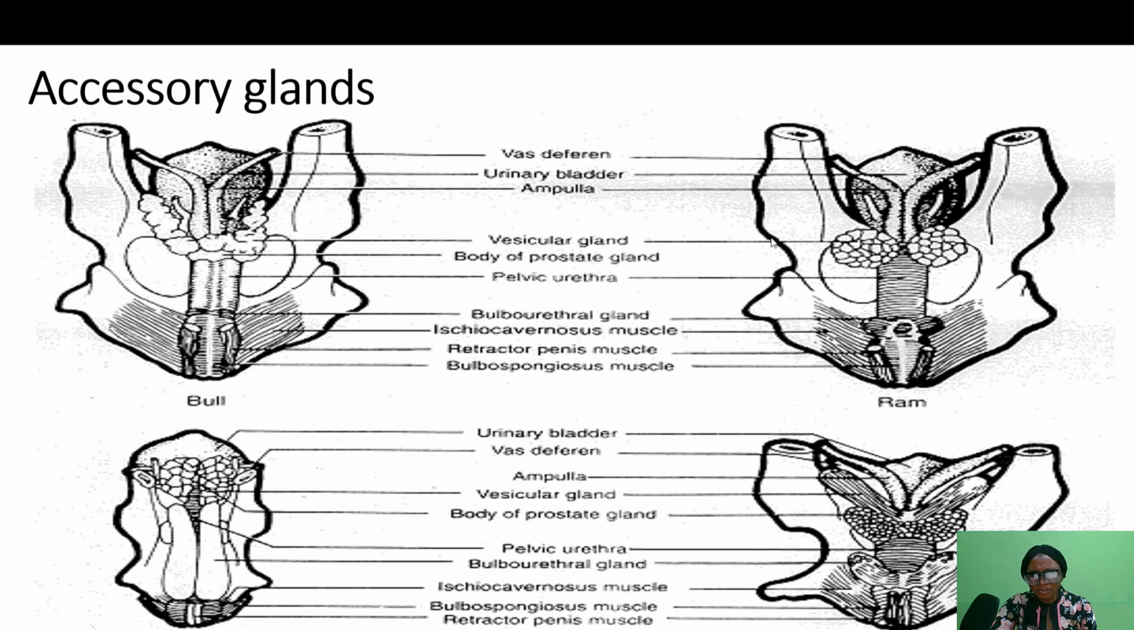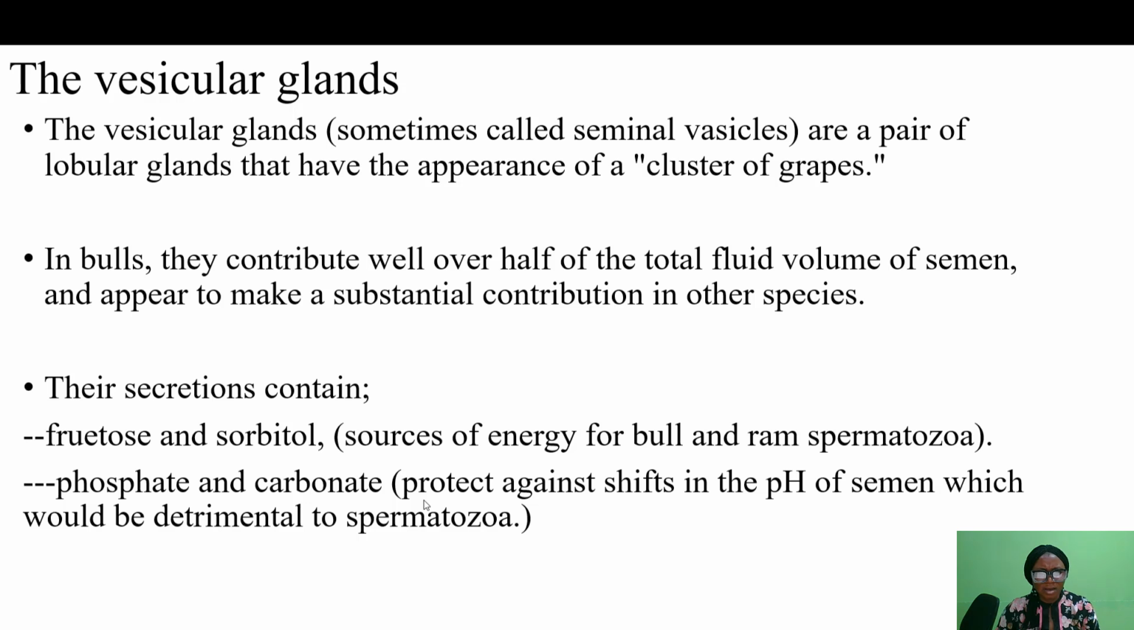Now we have the vesicular gland here that looks ball shaped. The vesicular gland is paired. Also the ampullae is paired, but the prostate is single. This is the body of the prostate. The bulbourethral gland is also paired. Can you see it? The same thing goes for the bull, the ram, the boar, and the stallion. The vesicular glands, we also call them seminal vesicles.